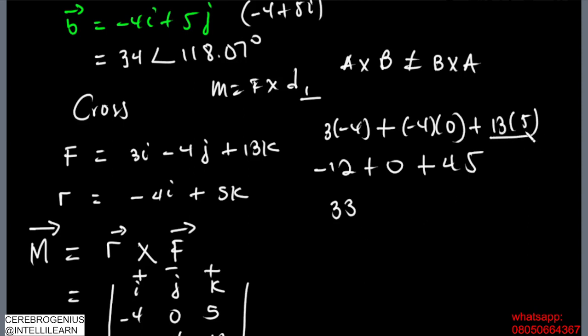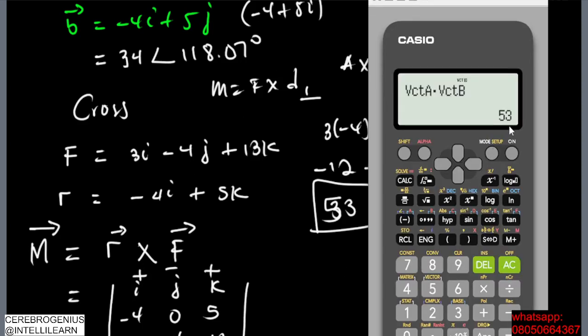13 times 5 is not 45. I thought it was 15 times 3. 13 times 5 is 65. So 65 minus 12, that's 53. You see? So you can easily make mistake while doing the calculation, and our calculator will never make mistake. So the answer is actually 53. Our calculator got it right.